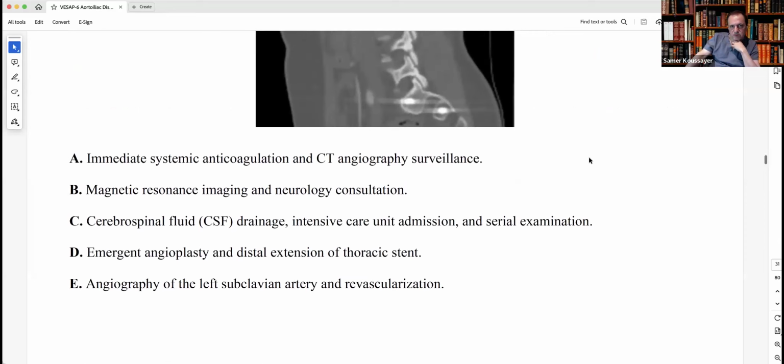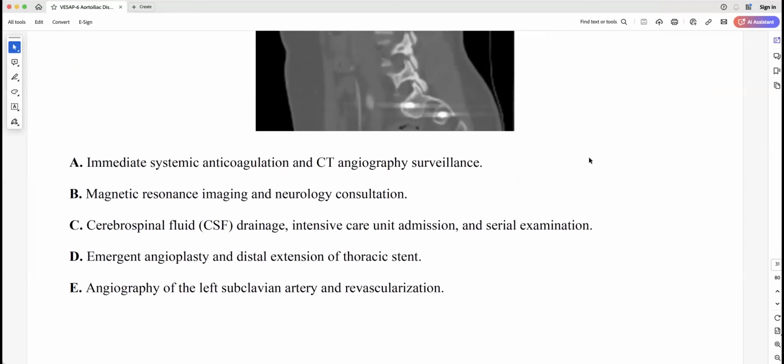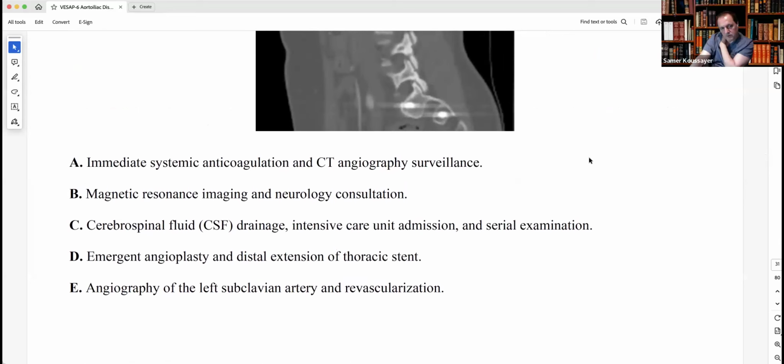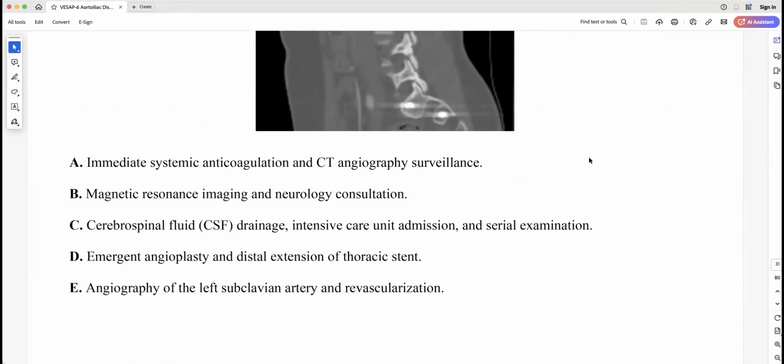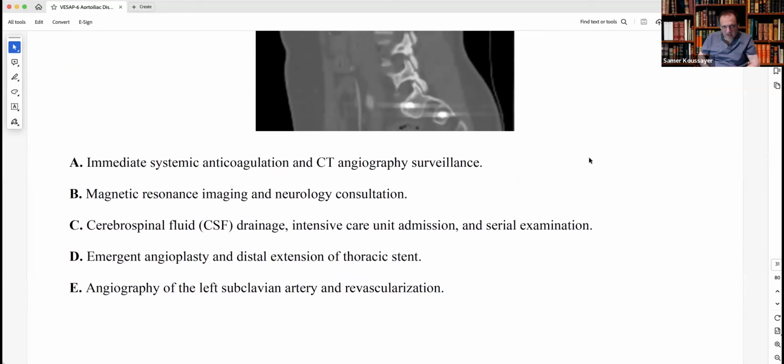So what do you need to do with this patient? Immediate systemic anticoagulation and CT angiography surveillance. Not for surveillance. This needs an intervention, but he needs anticoagulation. Right. The patient is symptomatic. Yeah. Okay. B, magnetic resonance imaging and neurology consultation. No, the cause is clear. Right. If the CT scan is negative, then I will do that. I'll get MRI and neuro consultation, but you can see the problem there. So I will not jump to this one.